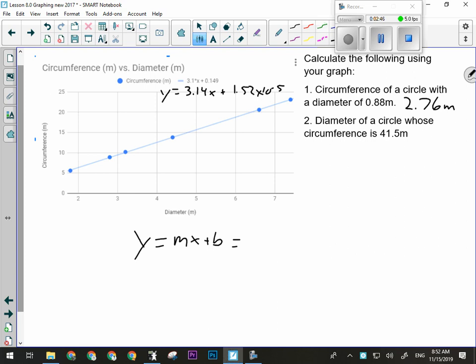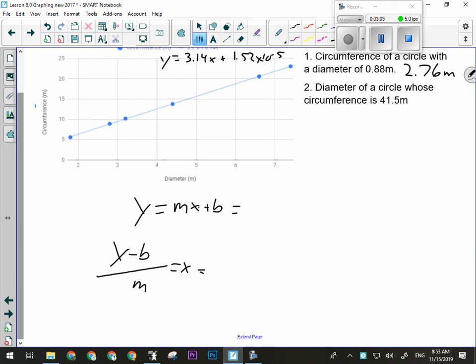Second question wants us to calculate the diameter of a circle whose circumference is 41.5 meters. What did they give me there? Y, X? They give me the y value. So I'm solving for x. I'm going to subtract b, so I'll have y minus b, and then I'll divide by m, and that will leave me with x. So we're looking at 41.5 minus 1.52 times 10 to the minus 5, divided by 3.14.